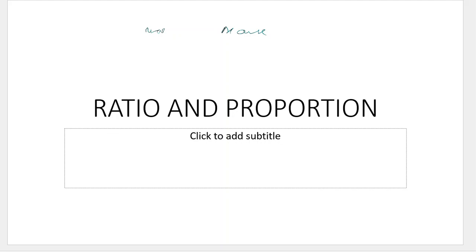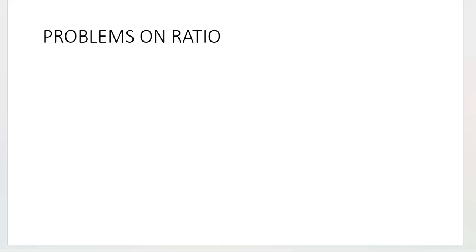We now start with problems on ratio and proportion. This is the fourth unit of the syllabus. First, we begin with problems on ratio. So now we start with problems on ratio.